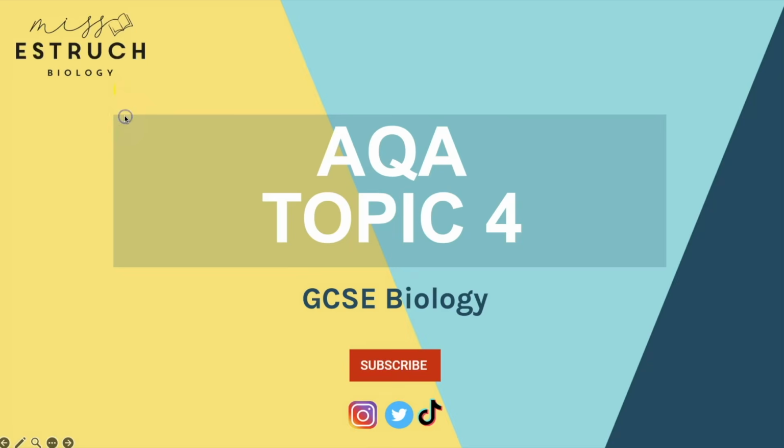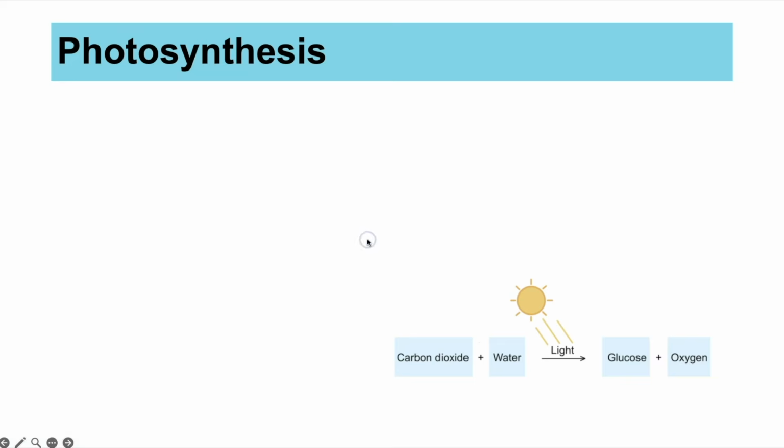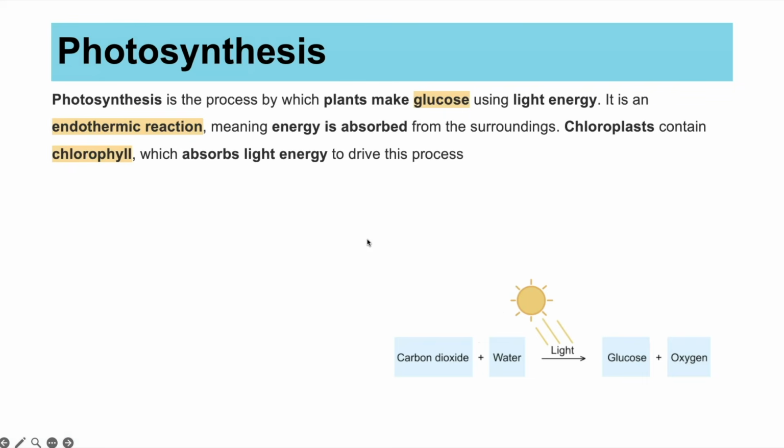Topic 4 for GCSE Biology. First of all, an overview of this topic, because this is the one that explores how plants and animals obtain and use energy. So we'll be looking at how plants photosynthesize, and we'll be looking at how both plants and animals are going to respire. And in fact, all living things respire, and they can respire aerobically and anaerobically. But we'll be looking at in animals the buildup of lactic acid in muscles and the effect of exercise. So let's get into the main content, starting with photosynthesis.